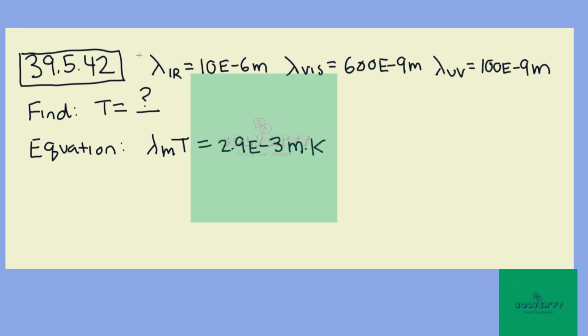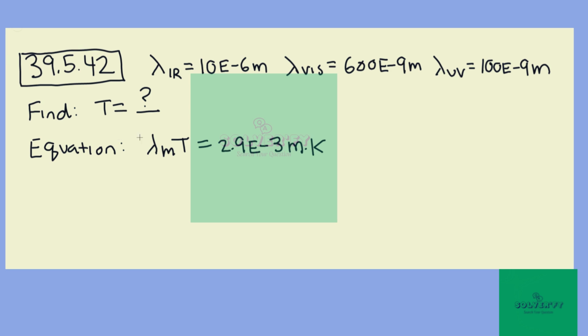Okay, in this problem, we're given wavelengths corresponding to the infrared, visible, and ultraviolet range of the electromagnetic spectrum. And we were asked to find the temperature of an ideal black body that would have the peak in its spectral radiation curve corresponding to these values of lambda.